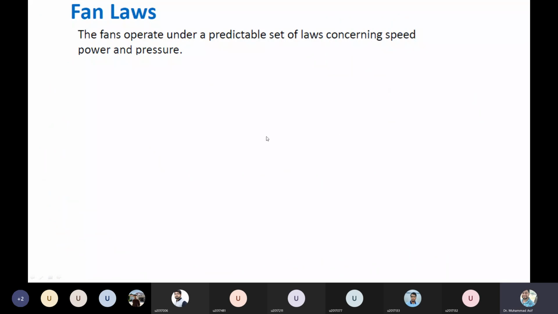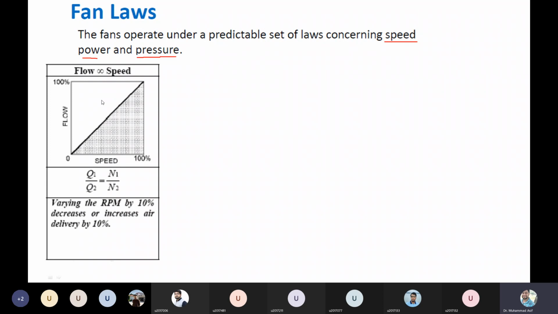Then we have the three fan laws that relate the speed of the fan, the power of the fan, and the static pressure. The pressure means the static pressure. The first law gives you a relationship between the flow and the speed. If you're increasing the speed of the fan, then the flow of the air is increasing. The speed of the fan and the flow are directly proportional.